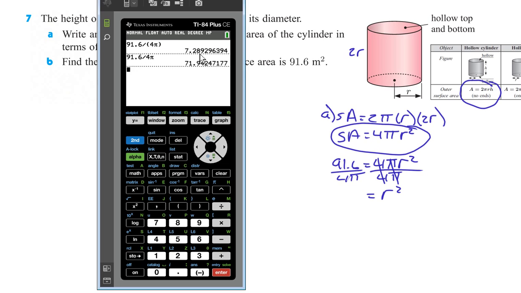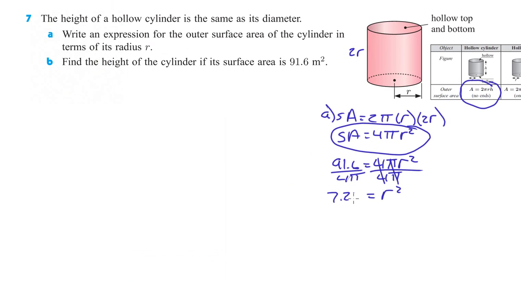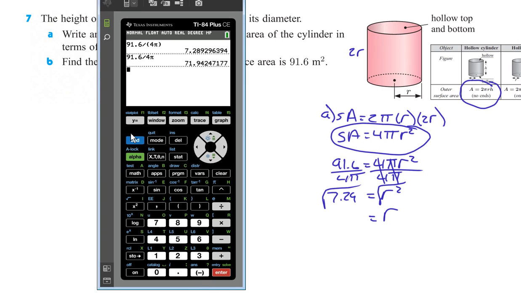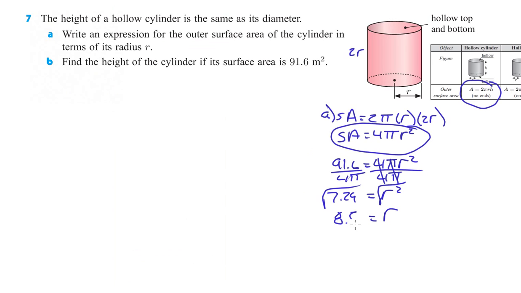So 7.29 we'll go with is the radius squared. So we square root both sides to get that our radius is, oops, that's not what I wanted. Square root of our answer gives us 8.5, we'll call it, is the radius, but it says find the height. The height is 2 radii, so the height will equal 2 times 8.5. So the height will be, what, about 17 meters.